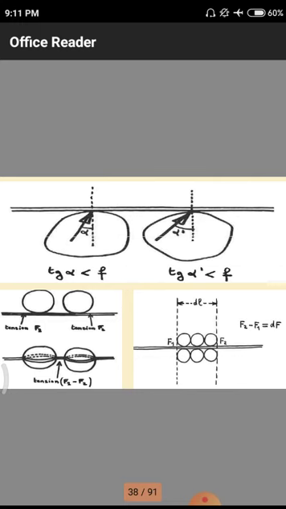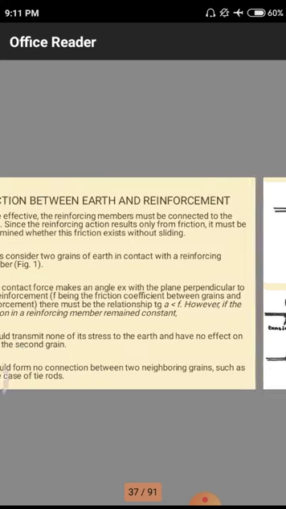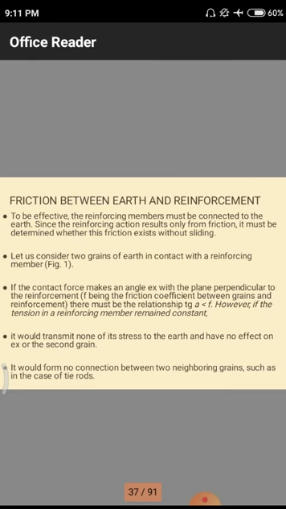Due to those friction angles, there may be some tensile forces acting on the steel rods. In the third figure also there may be some deformation due to these forces acting on those materials on to the steel. The contact forces make an angle, and those angles also have some tendency to improve the stresses in the steel. It would transmit none of its stresses to the earth and have no effect on the second grain.